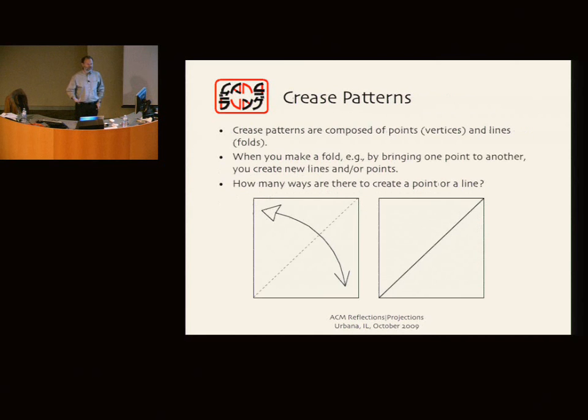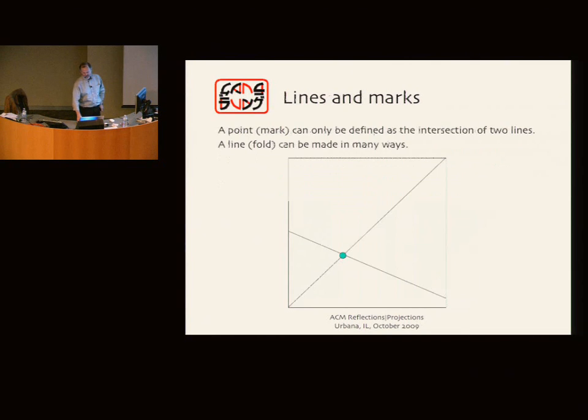Now, crease patterns are made up of points and lines, but how do we make a point or a line? By folding. Points, there's really only one way. A point can only be defined as the intersection of two lines. So I could either have two creases defining a point, or a crease intersecting the edge. That's another type of line that defines a point. That's the only way to define a point.